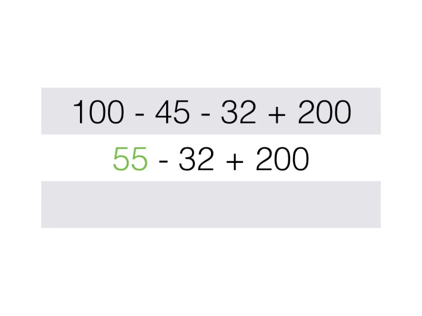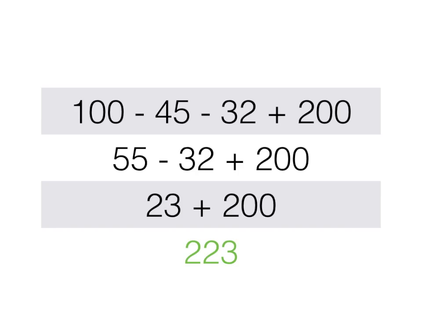So we take out the 45, we have $55. You spend 32, you have $23 now. You put $200 in your wallet, you have $223. So we do those in order as we find them from left to right.